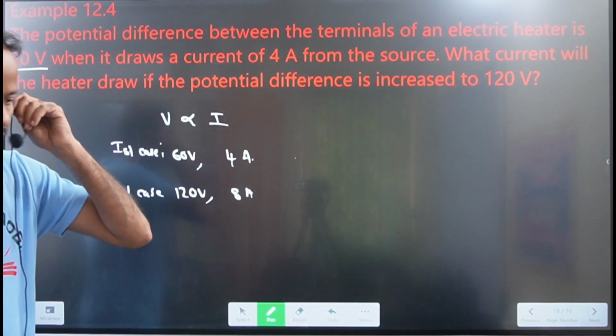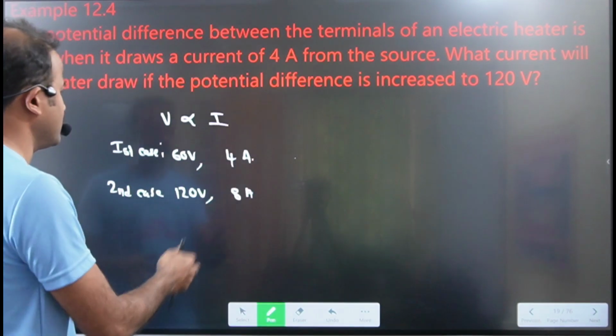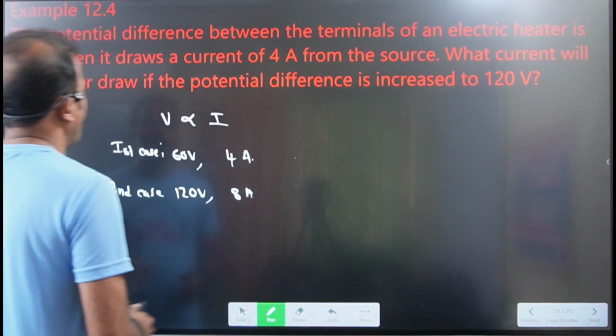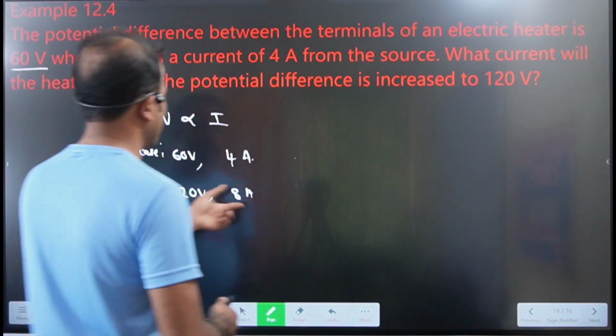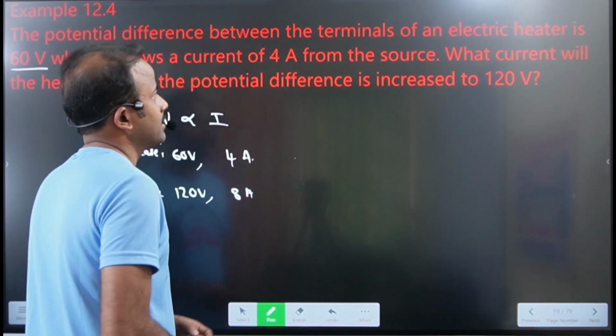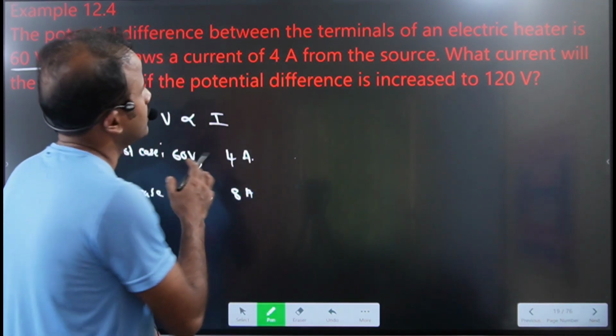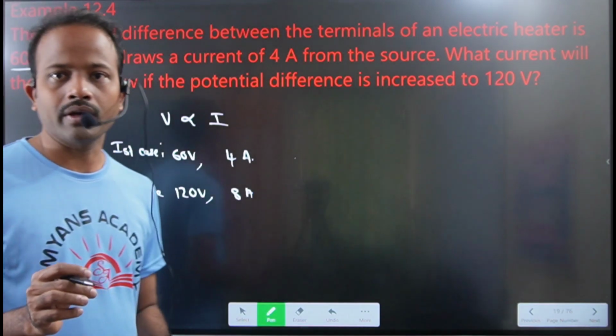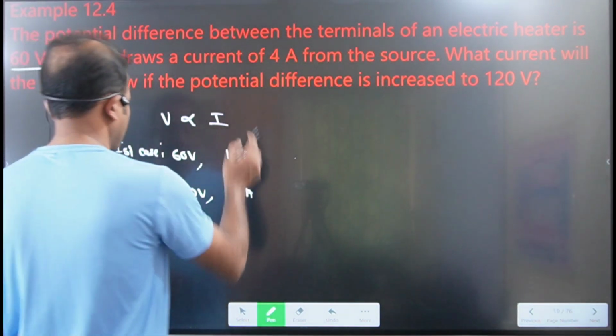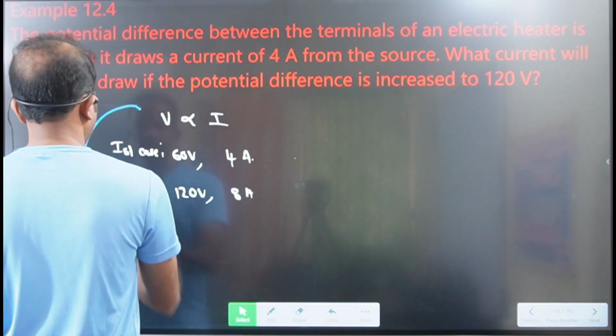So, the actual method is different. You have to do it in a different way. Then how do you find this 8 amperes? First, you have to find the resistance of the electric heater. Okay. There is an alternate way also. So I am telling this other way.